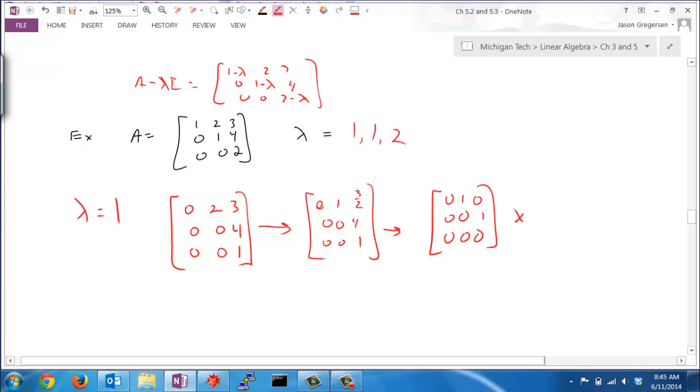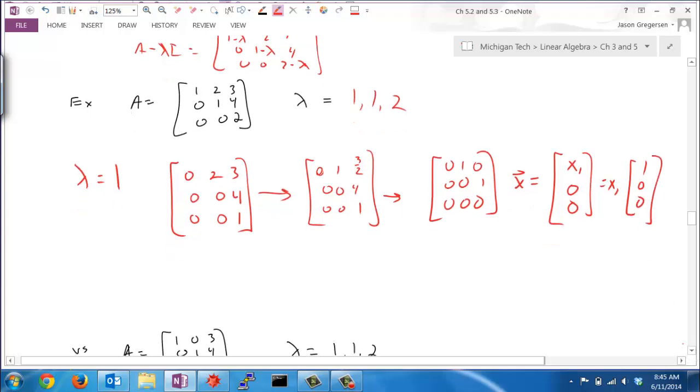What does that tell me my eigenvector is? Well, it tells me that x1 is a free variable. x2 is equal to 0. x3 is equal to 0. So I get this thing. And I'm sad. Why am I sad?